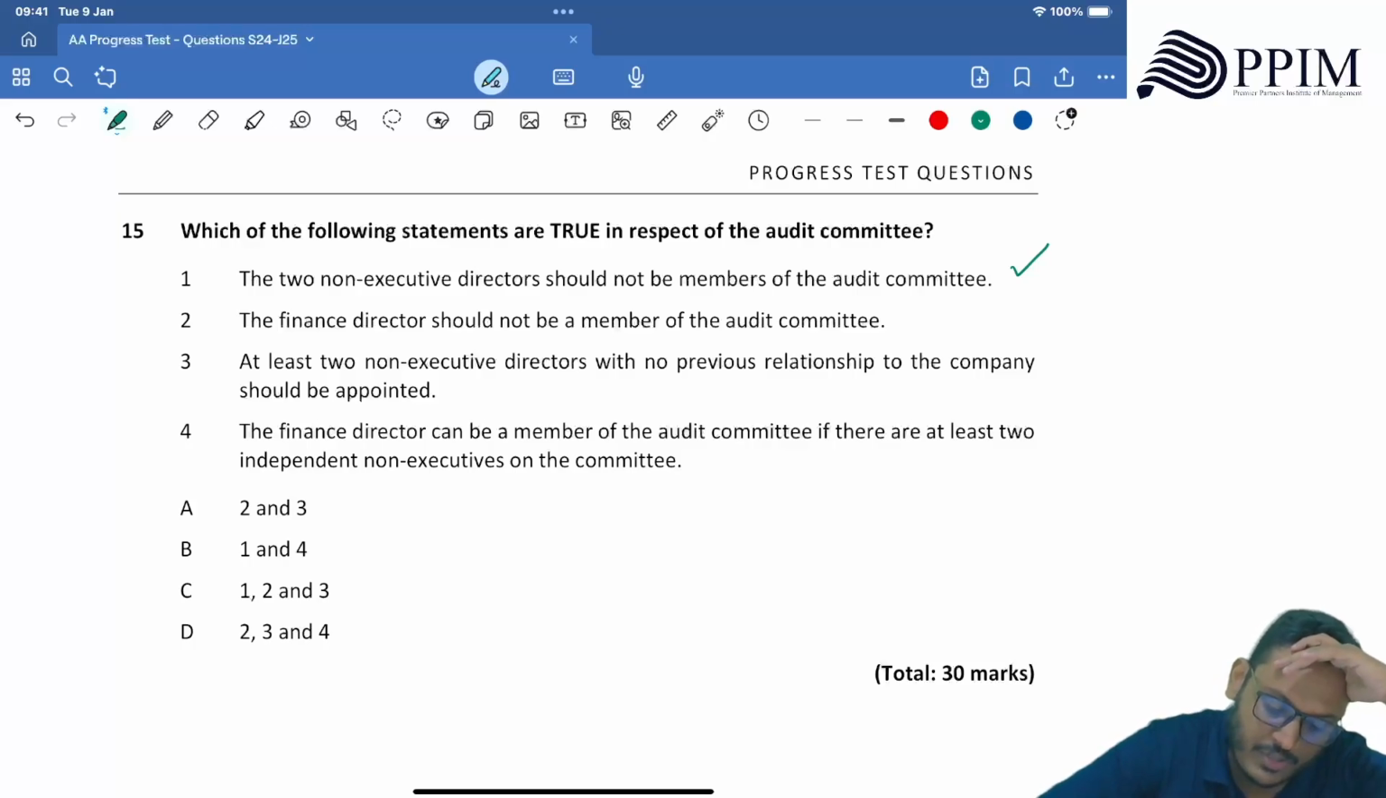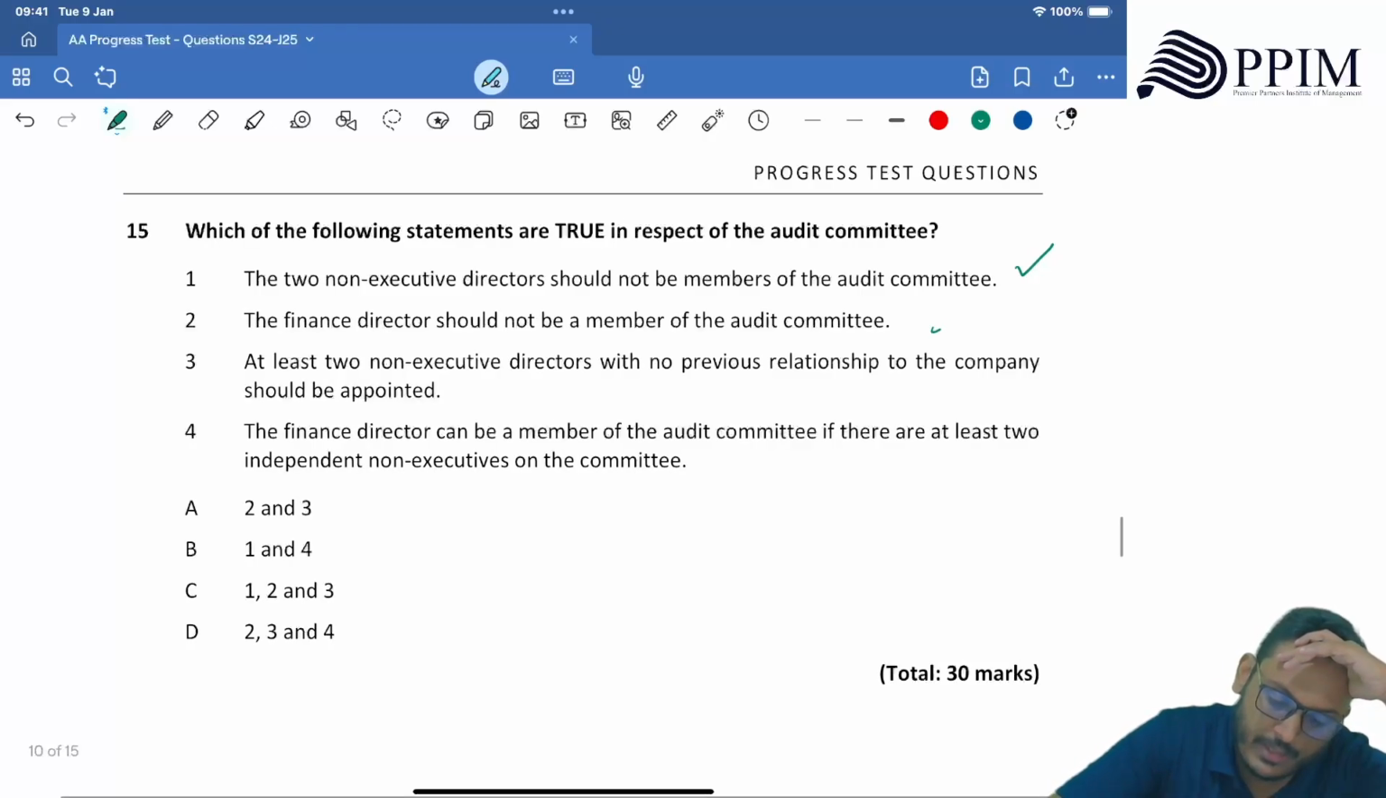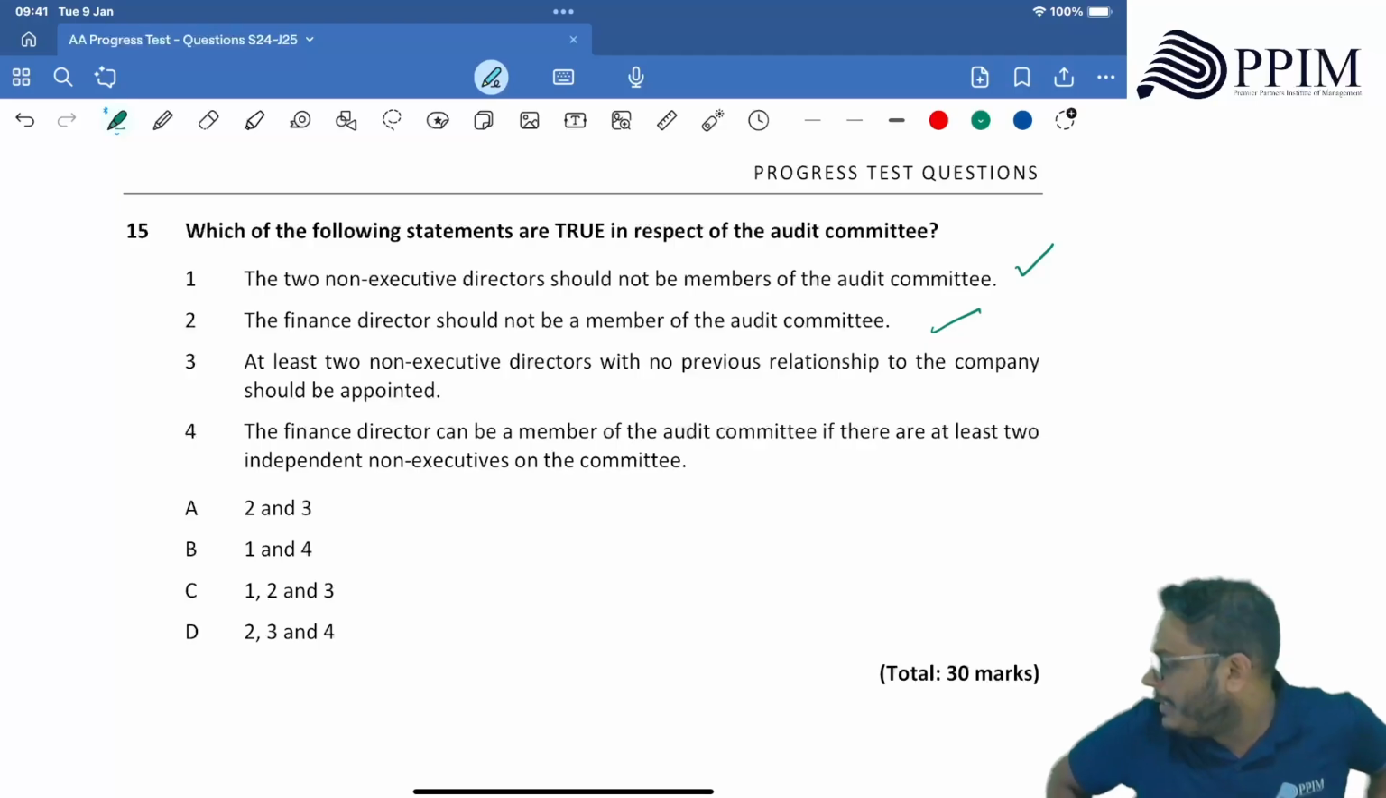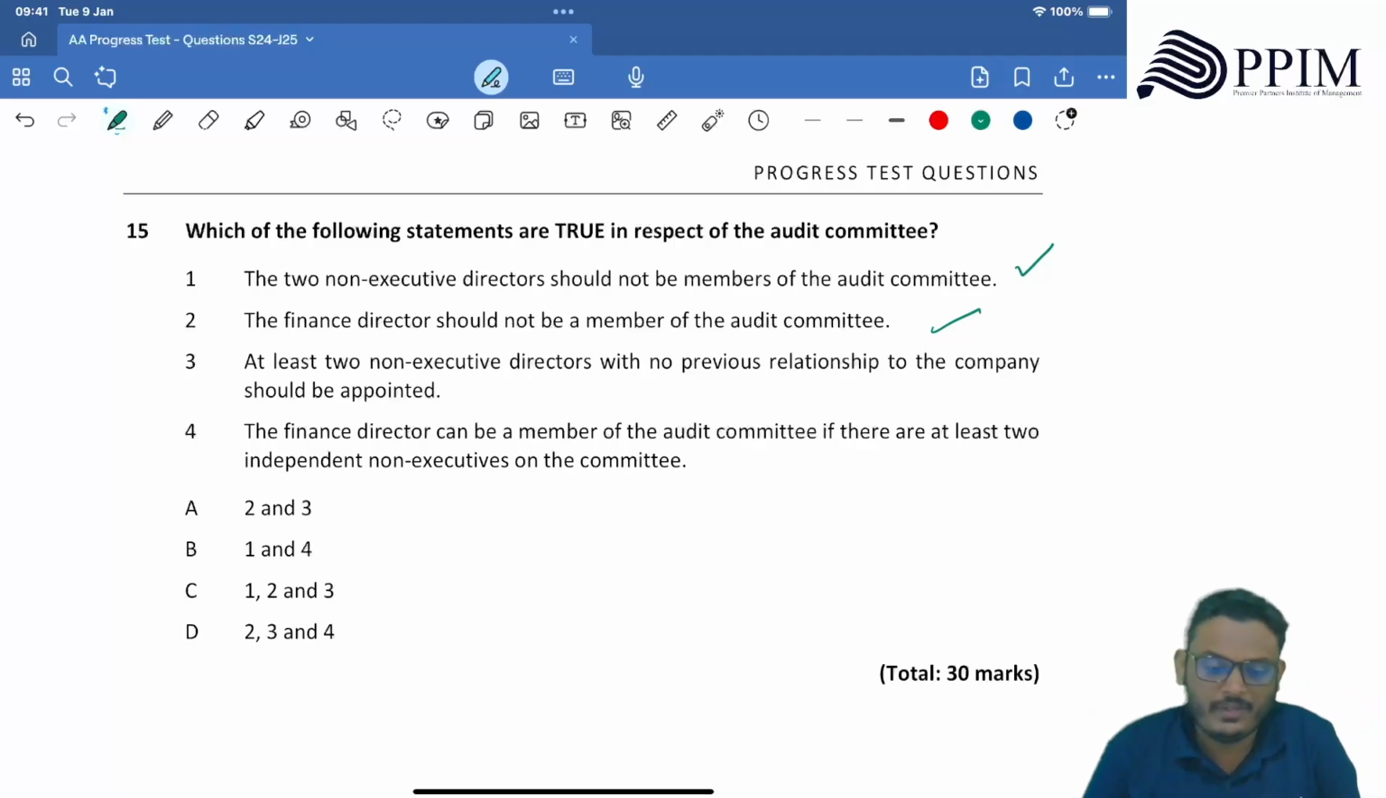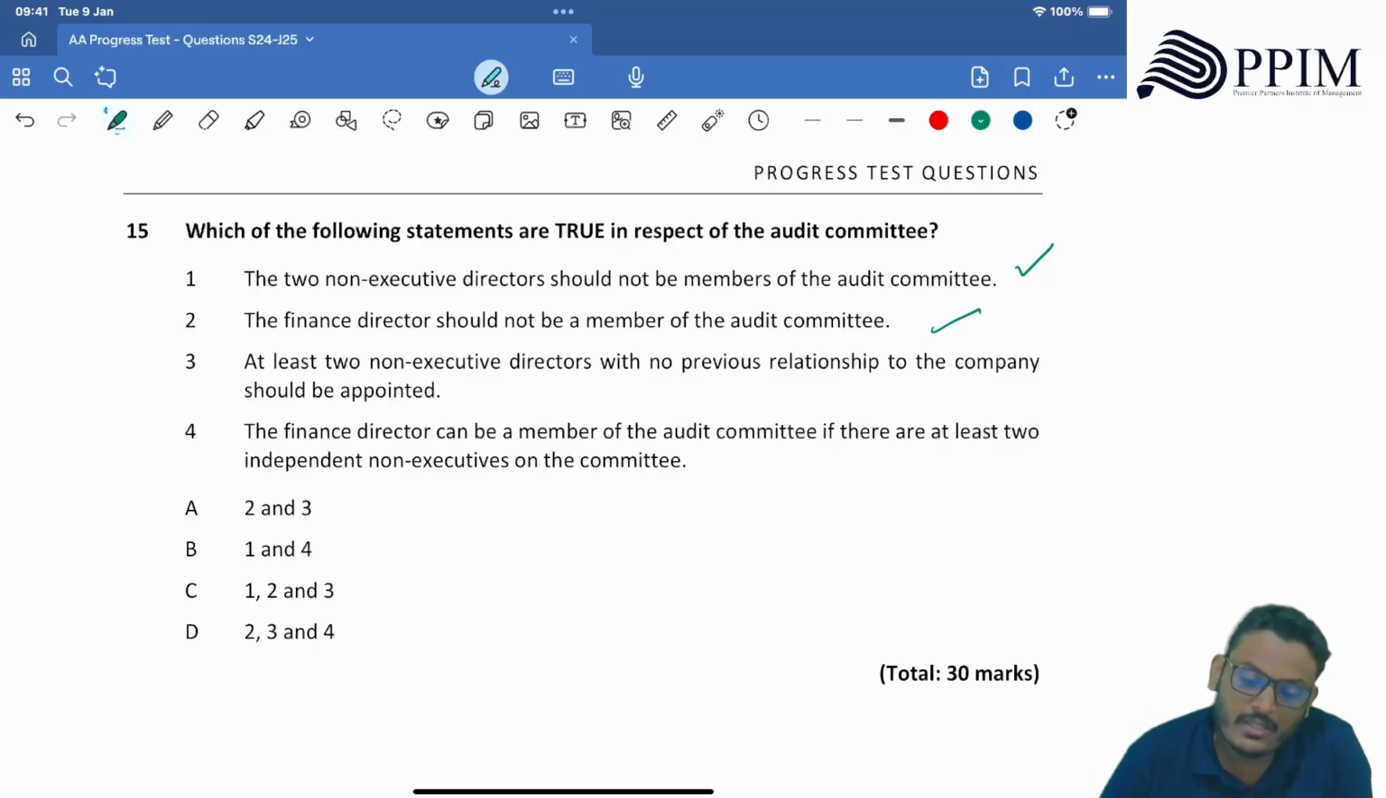The finance director should not be a member of the audit committee, correct? Because the audit committee consists of independent non-executive directors. At least two non-executive directors with no previous relationship with the company. Yes, if you look at independent non-executive directors.